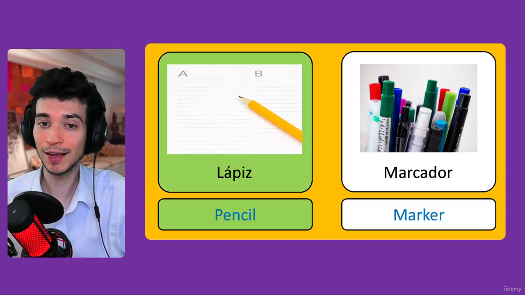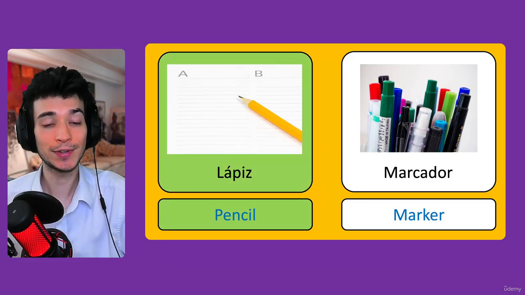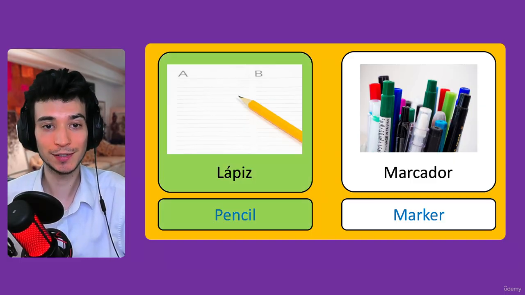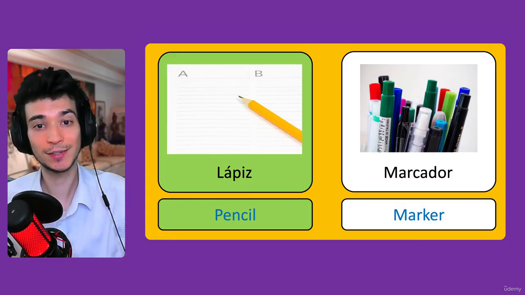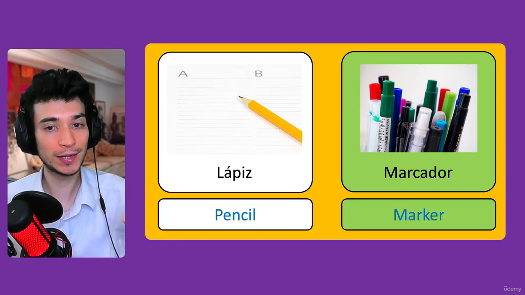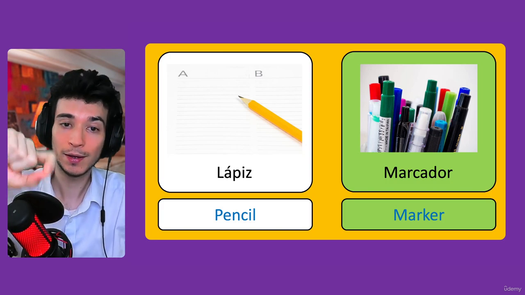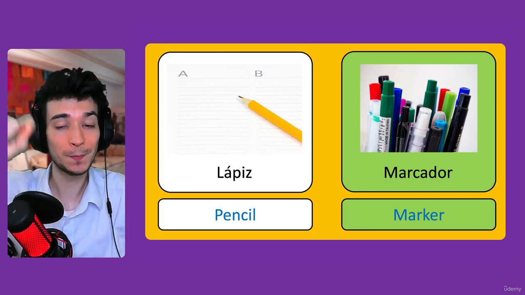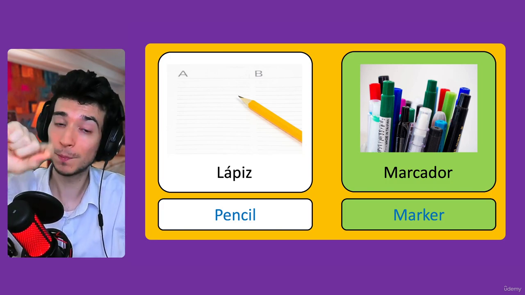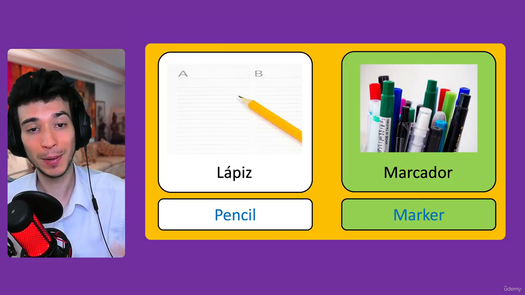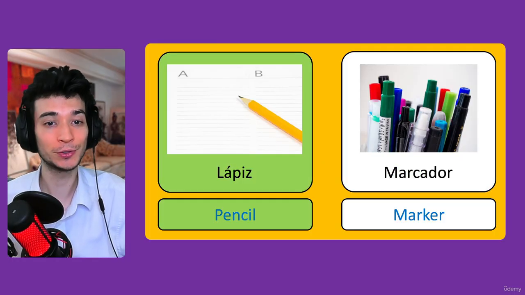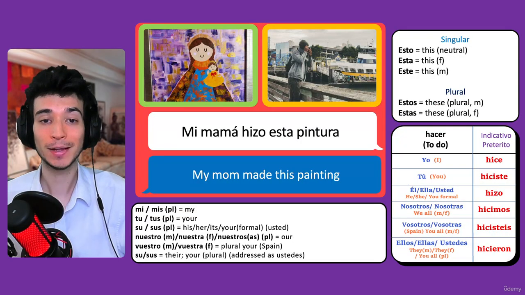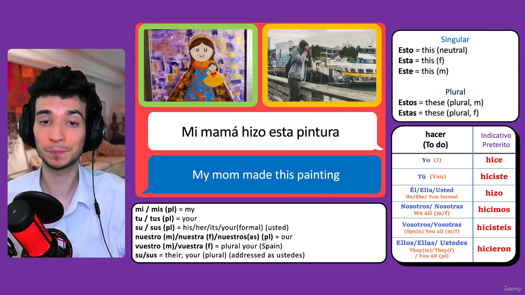Okay, and the next one. Here we have lápiz, which means pencil. Lápiz, pencil. And then we have marcador, which means a marker. Marcador sounds similar to marker. Lápiz, we have learned it before. Lápiz, pencil.